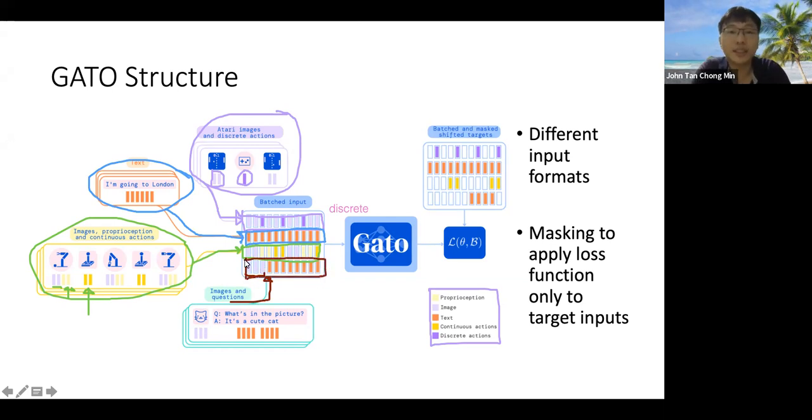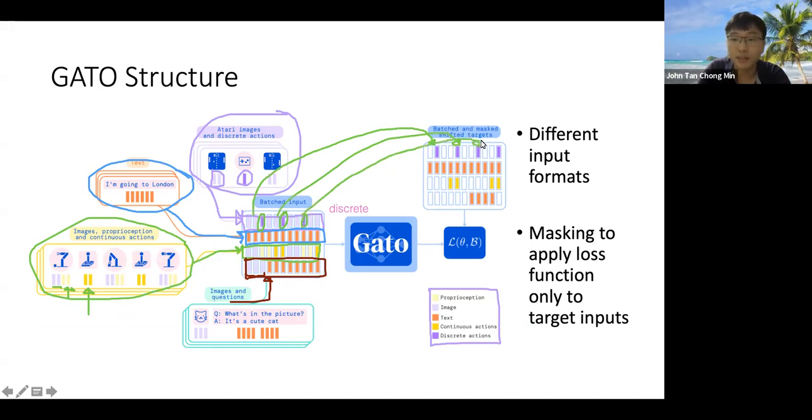And then GATO doesn't predict everything. GATO only predicts actions and text. If we look at this diagram here, you can see this purple thing here is your action. For GATO to predict the action, it takes this thing here, and at this time step it predicts the next action. Over here it is also predicting the next action. So it is really just a next sequence prediction problem. At every step, you just predict the next one, and for those that are not part of the actions, you mask them out.